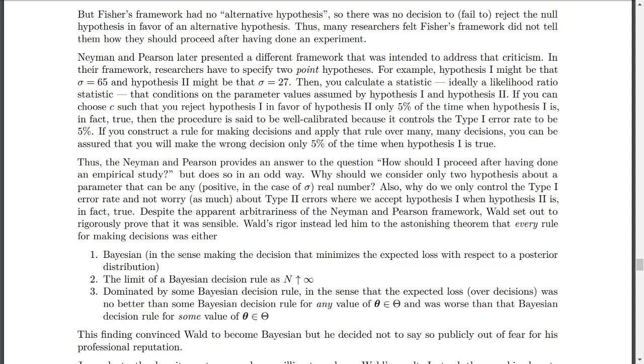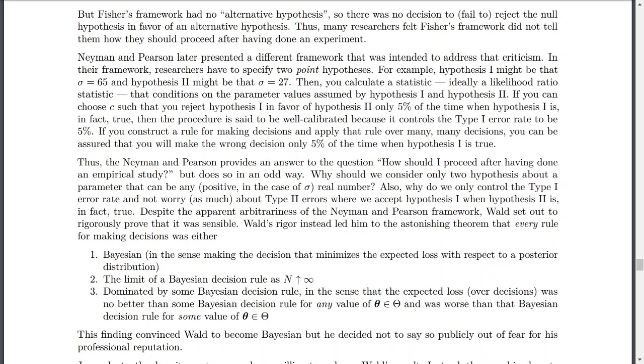And if you construct some rule for making a decision, like anytime the likelihood ratio statistic is less than C we'll reject, otherwise not, and apply that rule over many, many decisions, you can be assured that you're going to be making the wrong decision only 5% of the time when the first hypothesis is in fact true. So this Neyman and Pearson framework provides an answer to the question, how should I proceed having done one empirical study?